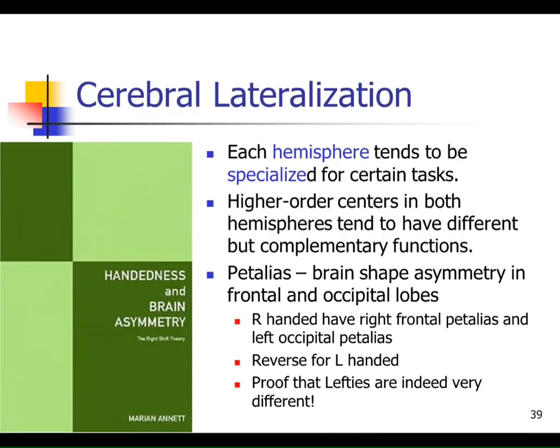In fact, your brain is asymmetric in its shape. These asymmetric areas are called petalias, and your left brain is differently shaped from your right brain. And even more interesting, if you are right-handed, you have a difference in your right frontal lobe, and it's reversed if you're left-handed. So clearly, handedness is not just choice, right? There's truly proof that your brain is different.